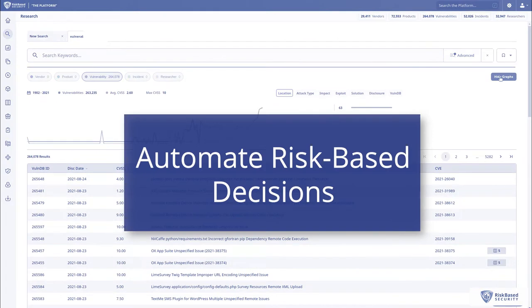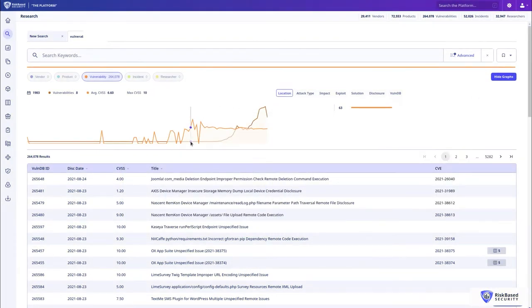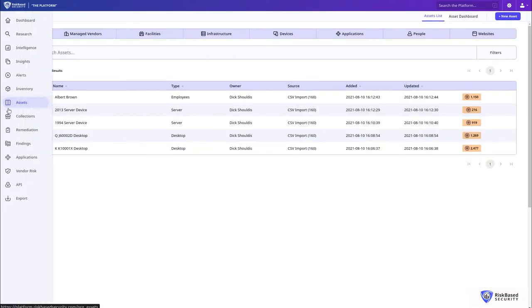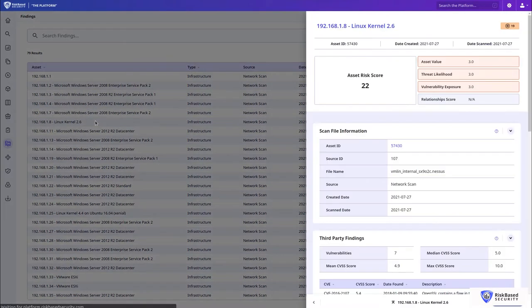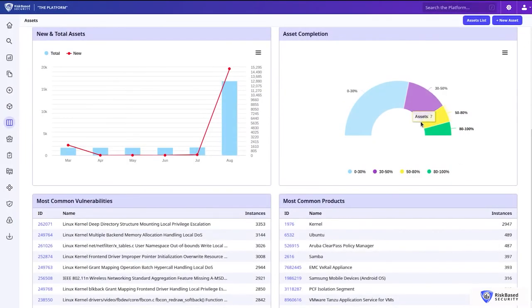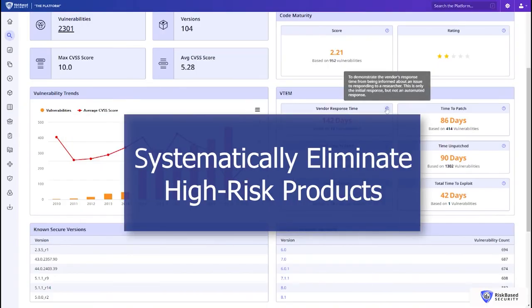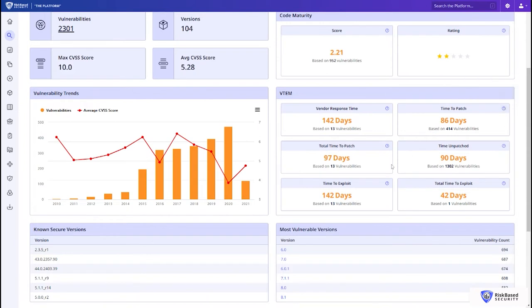Teams can even automate risk-based decisions with the platform to truly elevate their vulnerability management program. By uploading and maintaining an inventory of deployed assets and software, organizations can arrive at better outcomes with contextualized severity scores and risk prioritization. Surface the most important issues to address, and even systematically eliminate high-risk products from your environment based on the platform's detailed 5-star risk ratings and our proprietary vulnerability timeline and exposure metrics.